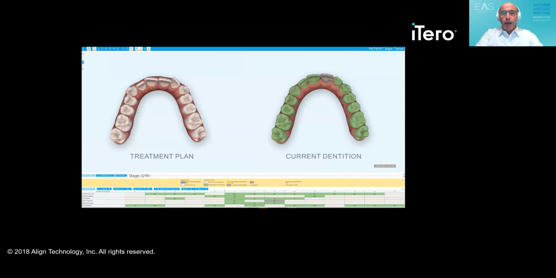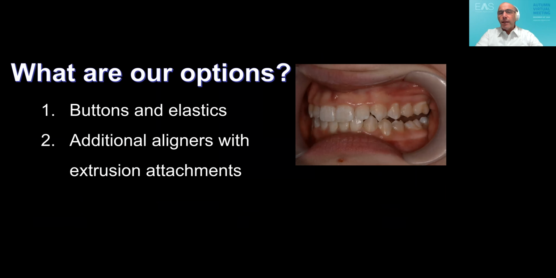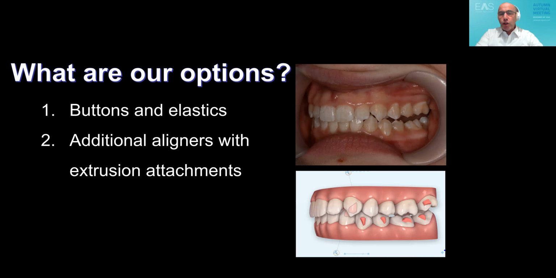What kind of steps can I do? For example, this is a progress assessment. I will get into it soon. But what are my options now for this open bite? One, to add more buttons and elastics and get vertical elastics to the buttons and get better occlusion. I can also ask for additional aligners with extrusion attachments, which probably is what most of us will do. Maybe add some attachments like here, you can see here, and do some extra aligners.